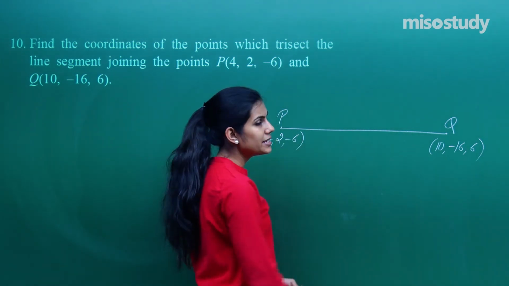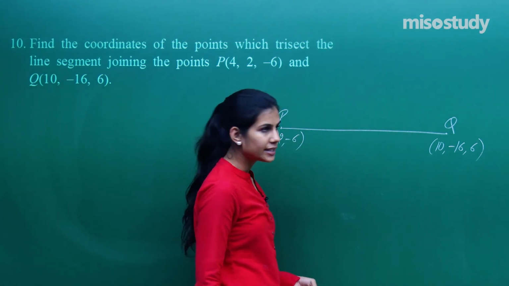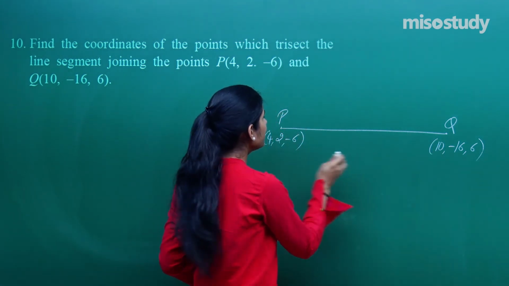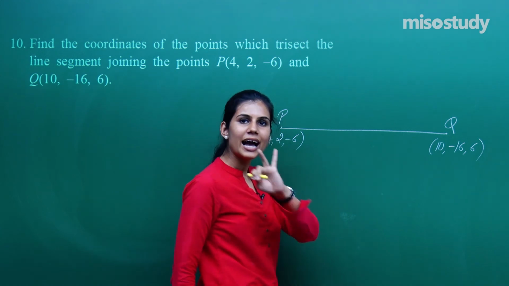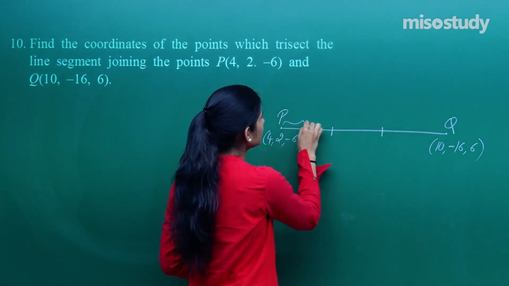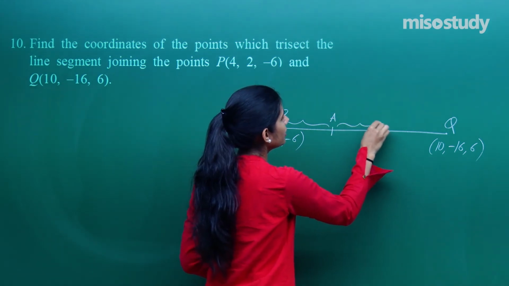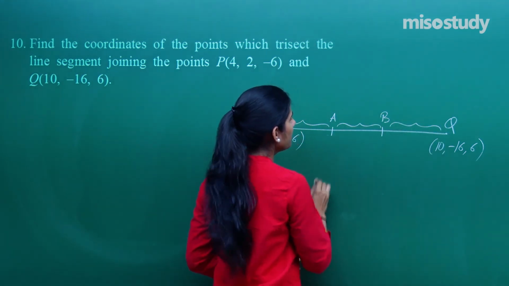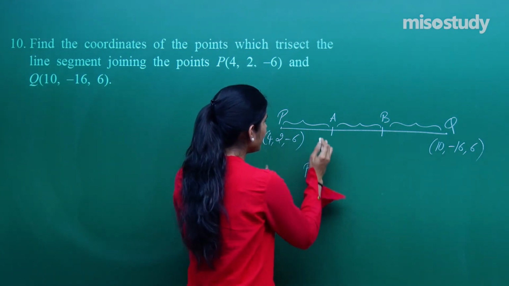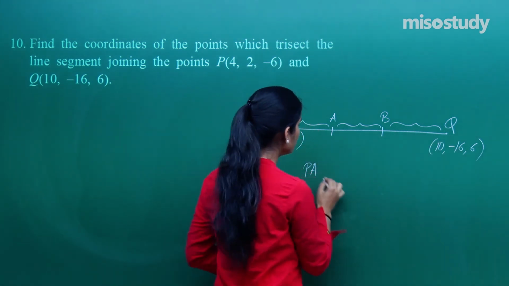Trisecting: if this line segment is being trisected, that means it is being divided into 3 equal parts. For this line segment to be divided into 3 equal parts, I need 2 points, 1 point here, 1 point here, such that, say this is A and this is B. Then if A and B are trisecting the line segment PQ, that means PA is equal to AB is equal to BQ.